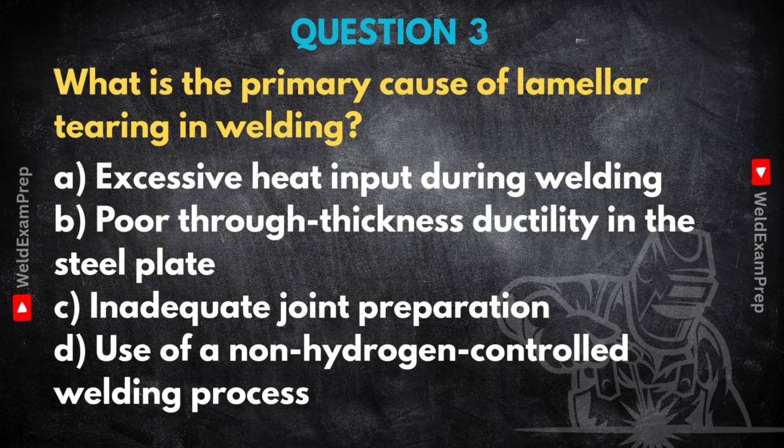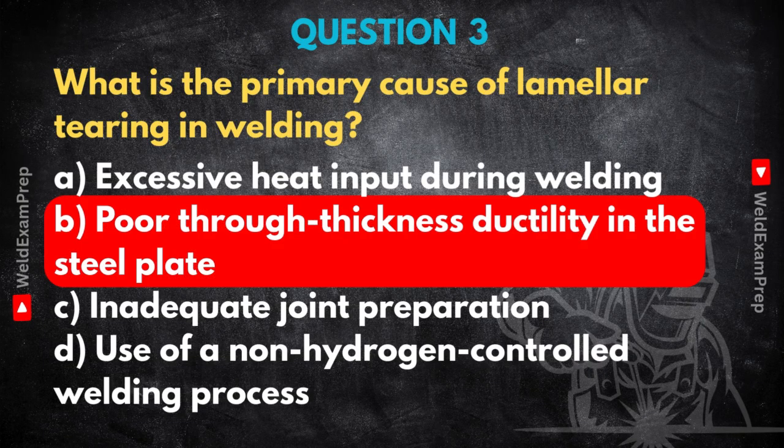What's causing it then? The primary cause, and this is really the key thing to grasp, is poor through-thickness ductility in the steel plate itself. That's option B. Poor ductility through the thickness. Yes. Think about how steel plate is made. It's rolled. During that rolling process, tiny non-metallic inclusions, things like manganese sulfides, silicates, they get elongated and flattened out. Like stretching chewing gum. A bit like that, yeah. And they end up oriented parallel to the surface of the plate.